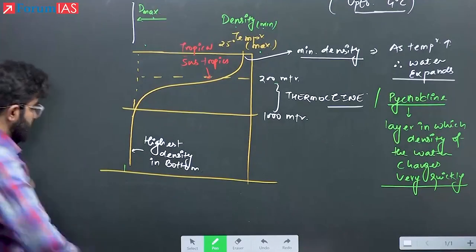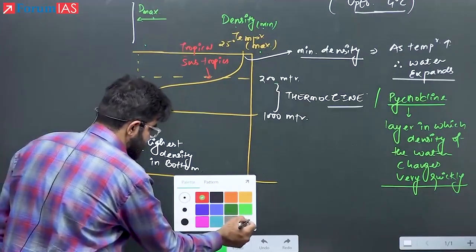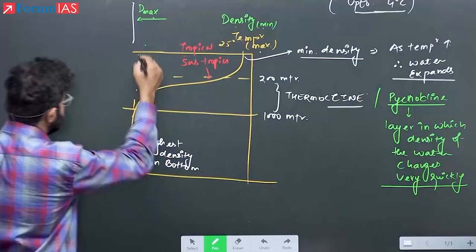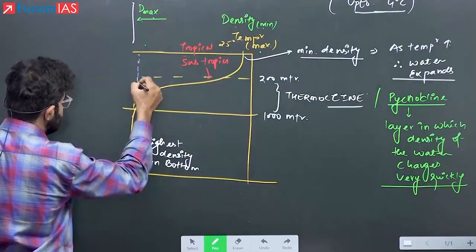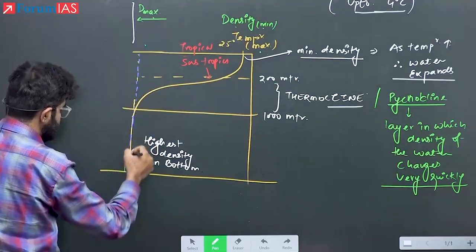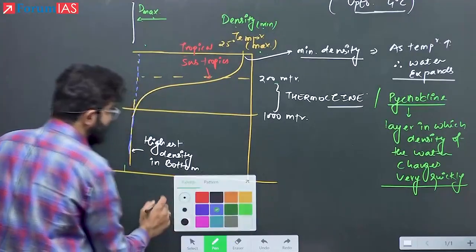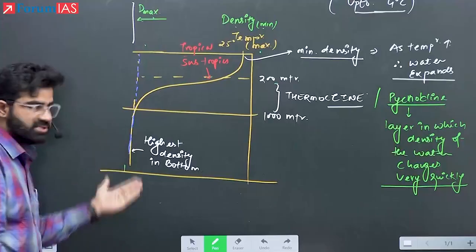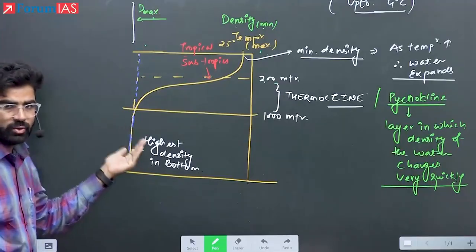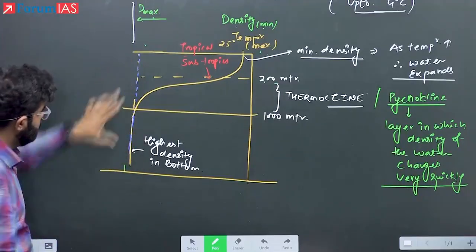Yes. Now here, just see this another graph. The other graph, which we have already learned, was in the polar area. Yes or no? Yes. Now, can I say the same would be applicable in the polar area? Means, can I say pycnocline will also be absent here in the polar area? Yes or no? Yes. Because here the density will be more or less the same.